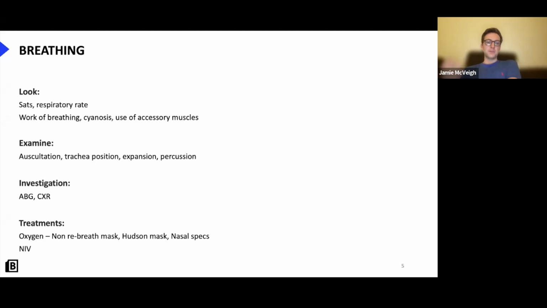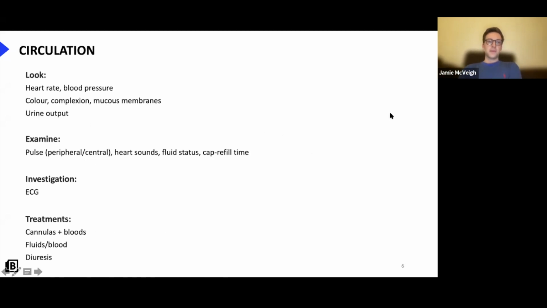And then thinking about treatment. So with the adjuncts for airway, here with breathing, get some oxygen on them. If you're worried about them, just get a non-rebreathe mask on 15 liters to try and sort their hypoxia out.